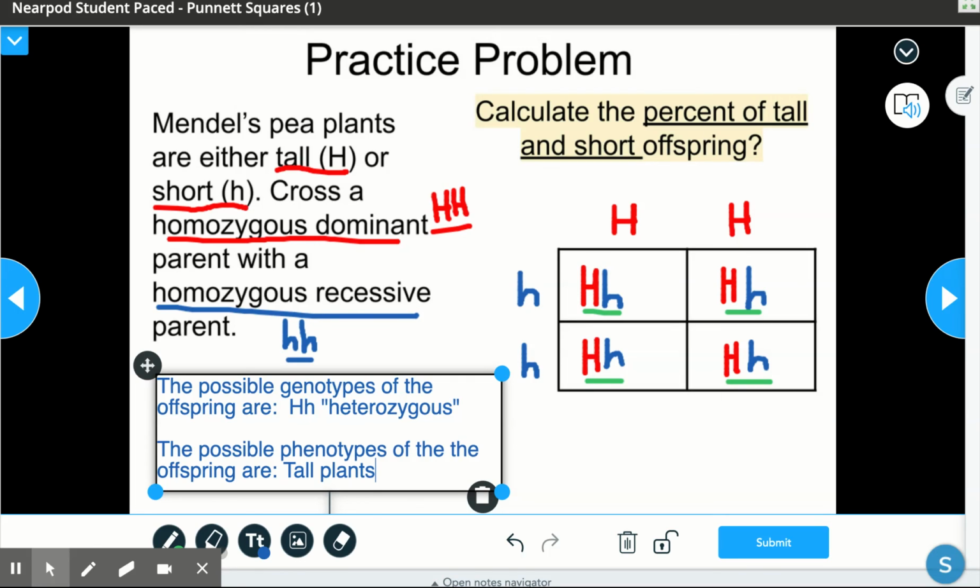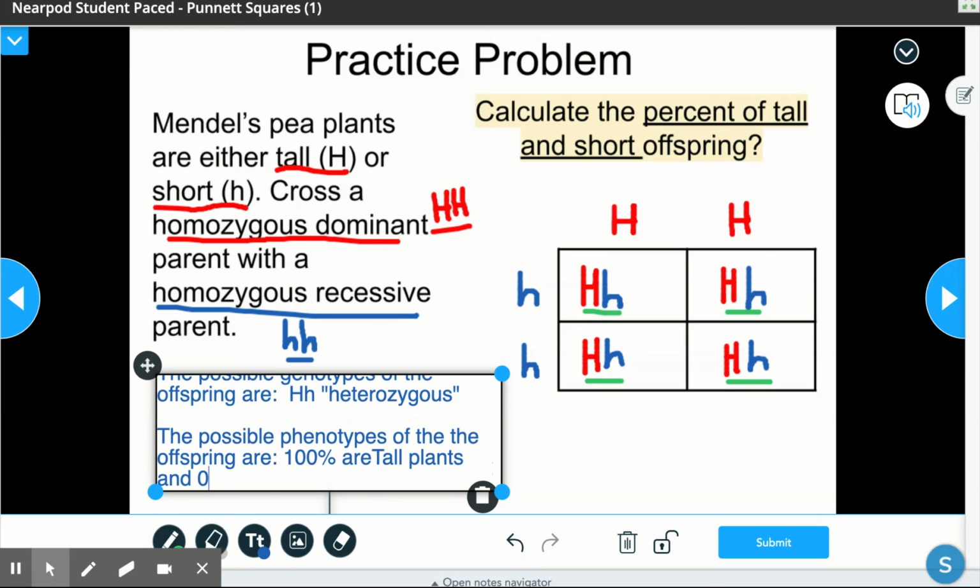And here again, all of the offspring have the exact same genotype. They all have the exact same phenotype. So to answer the question, I can say 100% are tall plants and 0% are short plants.